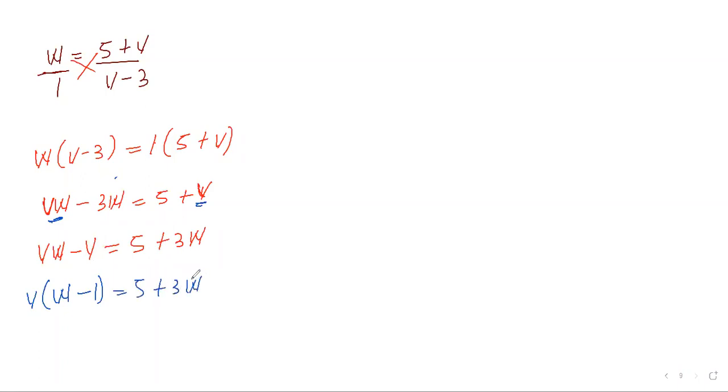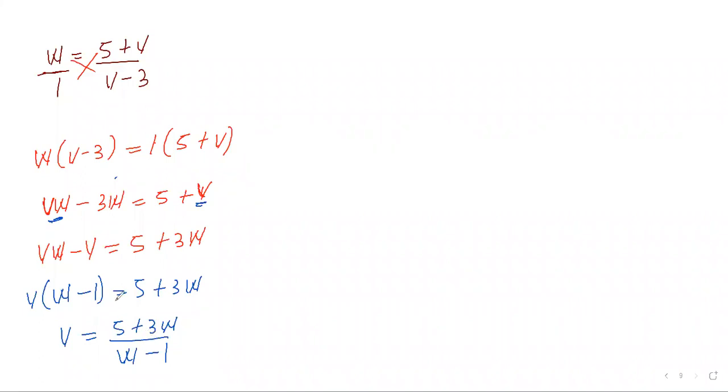It equals 5 plus 3W. Everybody see that so far? Yes. So after this, what will I do next? We divide. We divide by what? W take away 1. Beautiful. So we say V is equal to 5 plus 3W over W take away 1. Crystal, you get that part now? Yes, sir.